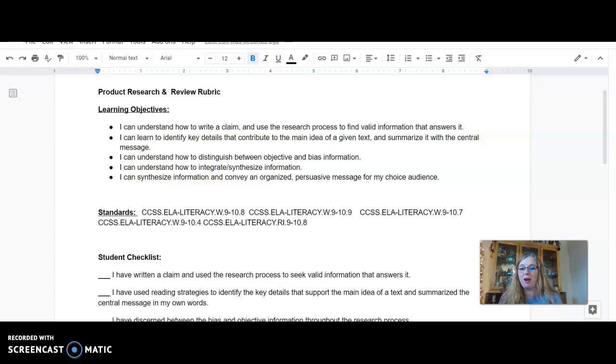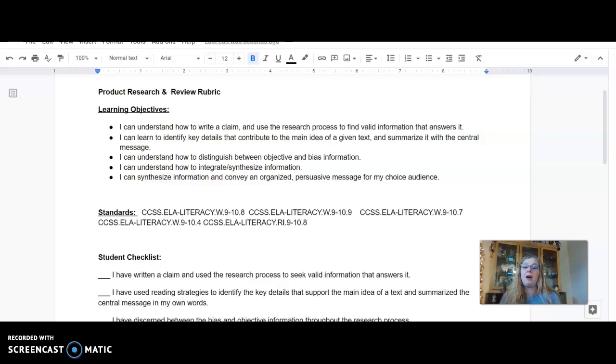So let's begin. Product research and review rubric. Learning objectives. I can understand how to write a claim and use the research process to find valid information that answers it. I can learn to identify key details that contribute to the main idea of a given text and summarize it with the central message.